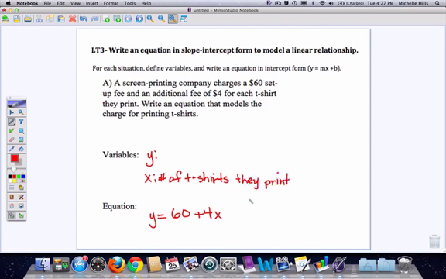Now, when they take 4 times the number of t-shirts and add the $60, that tells me my total charge. It's not just the setup fee. The setup fee is $60, but the total charge is the $60 plus the $4 for every t-shirt. It's vital that you're careful with identifying your variables. You can have a wonderful equation, but if your variables aren't identified properly, your equation doesn't really say what you think it does.